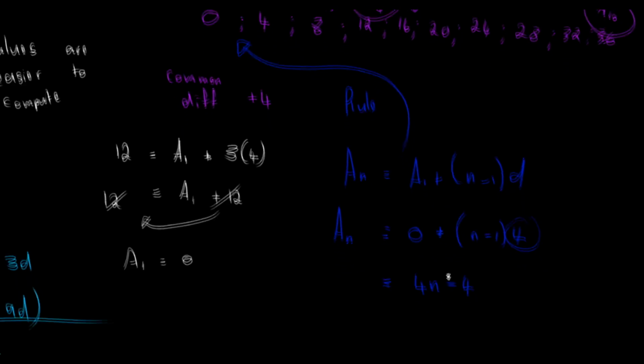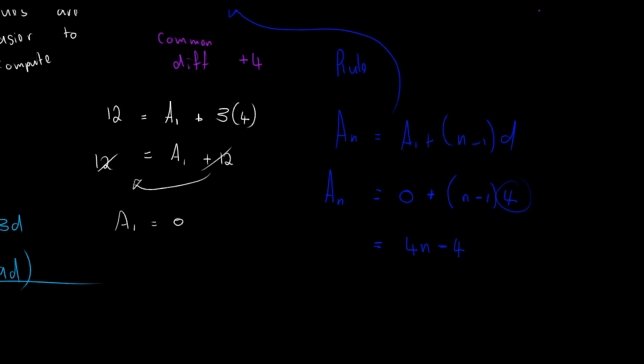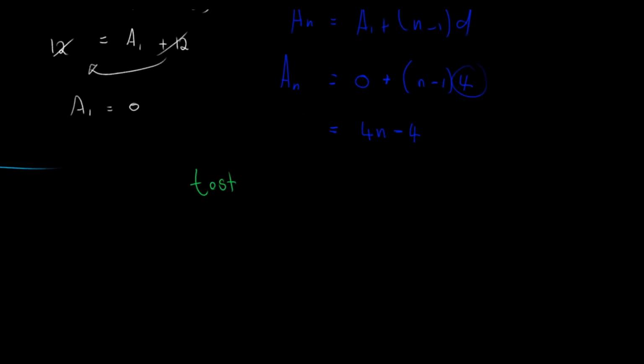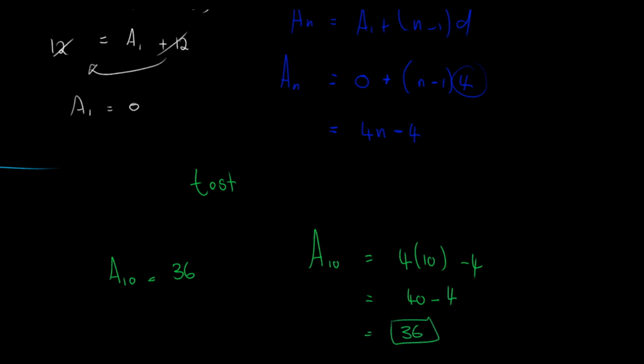Okay, we just calculated our rule for our arithmetic sequence. Let's test the rule. I'm actually covering all angles now. So I know that A10 is supposed to be 36. So let's test it. A10 is equal to 4 multiply 10 minus 4. And would you look at that, that gives me 36. So A10 is in fact 36.